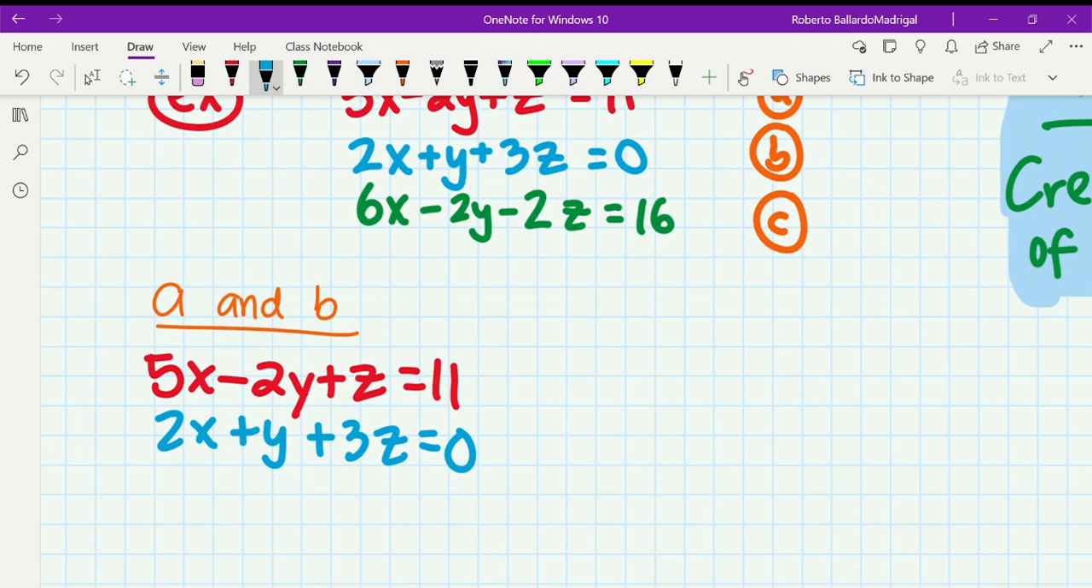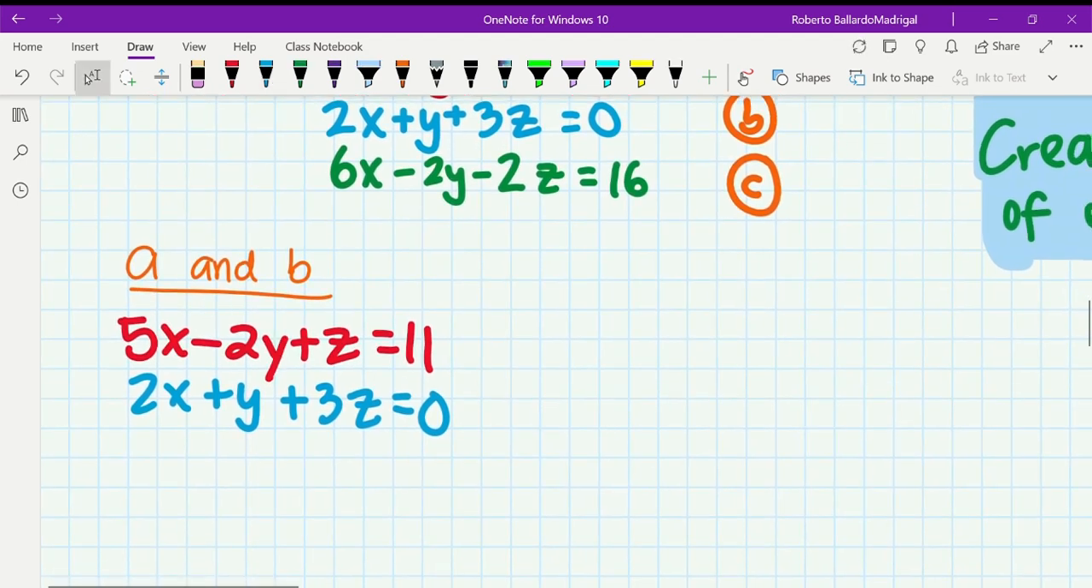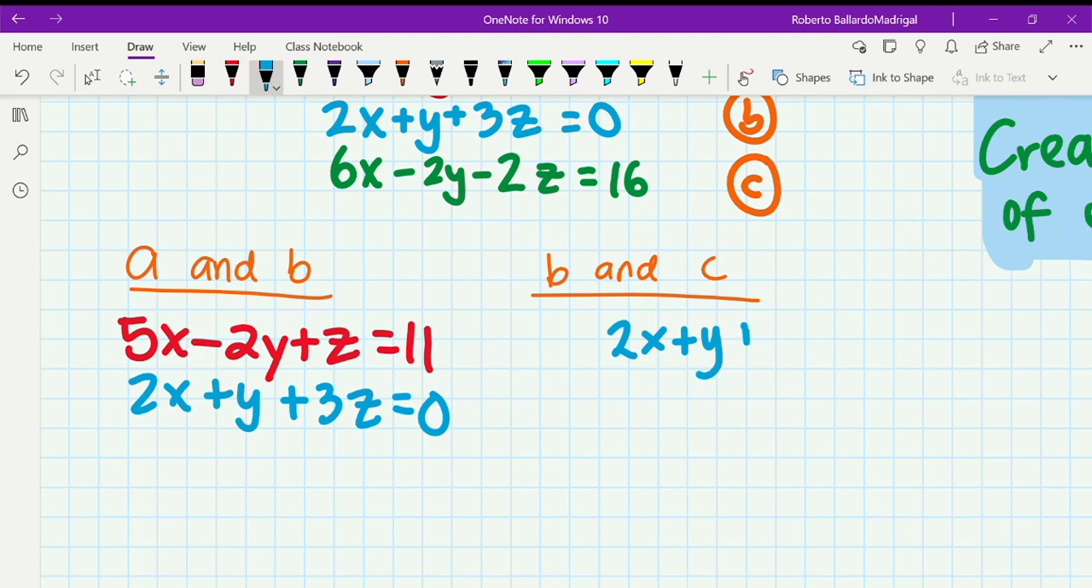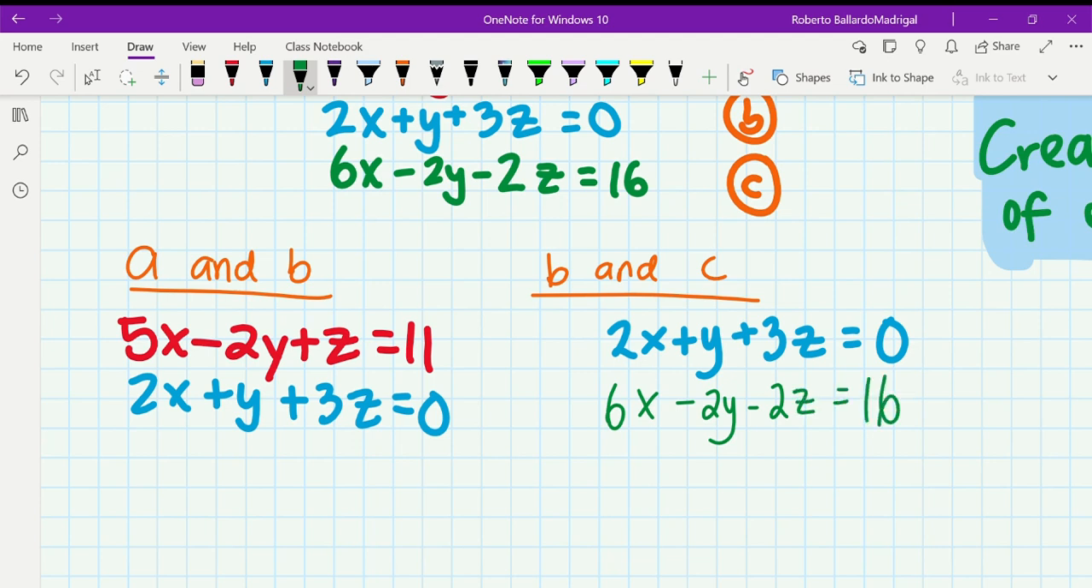Once you have this written out, you're going to write your second pair, B and C. B and C. And that'll be 2x plus y plus 3z equals 0. And 6x minus 2y minus 2z equals 16, like that. Okay. So basically you have these 2, A and B, B and C. These are your 2 pairs. Got it?